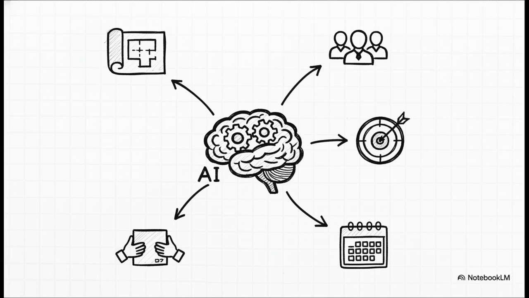What is the project exactly? Who is it for? What's the actual goal we're trying to hit? How long do we have? And are there any big constraints, like budget or team size, that it needs to know about? Answering these questions for the AI is what turns a fuzzy idea into a solid brief.